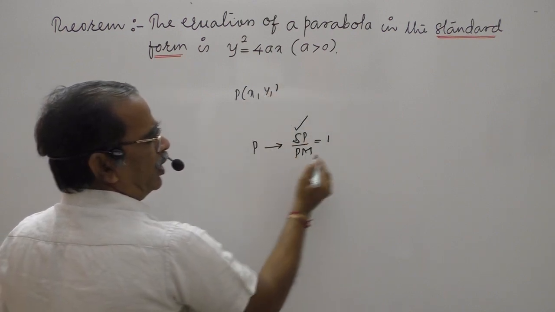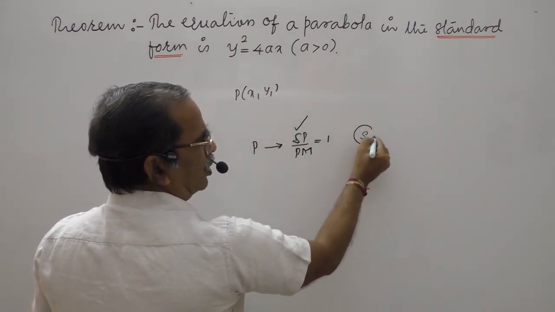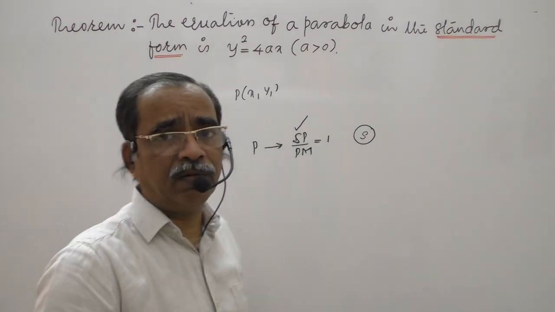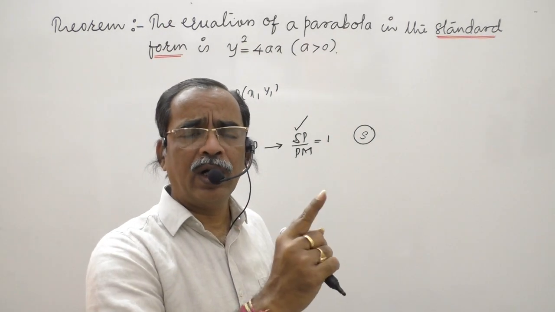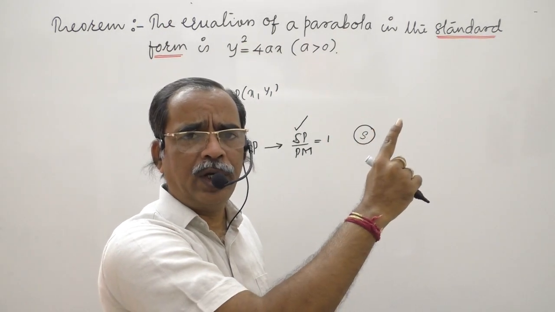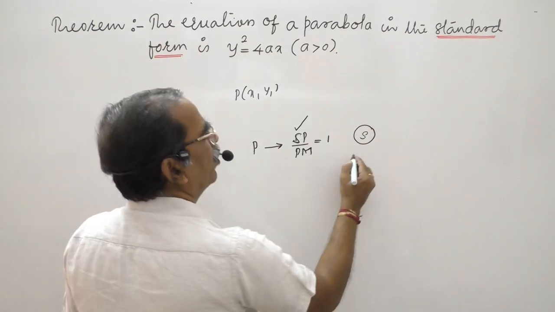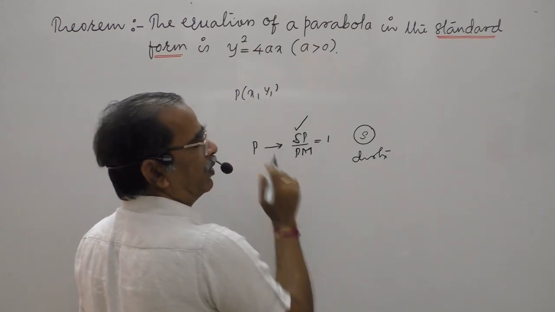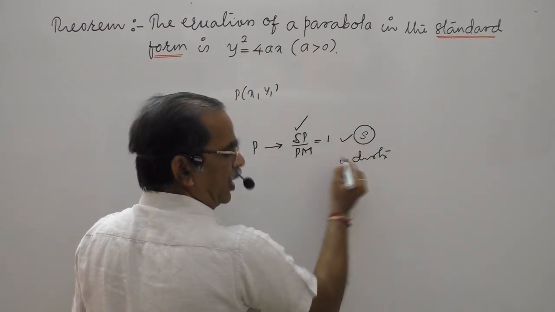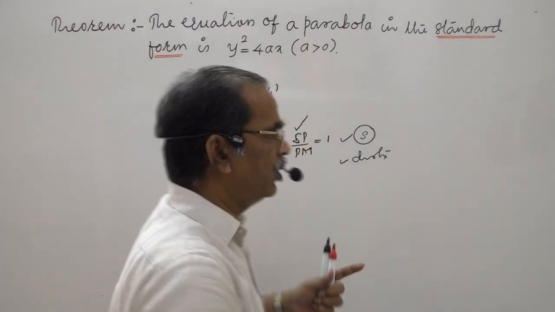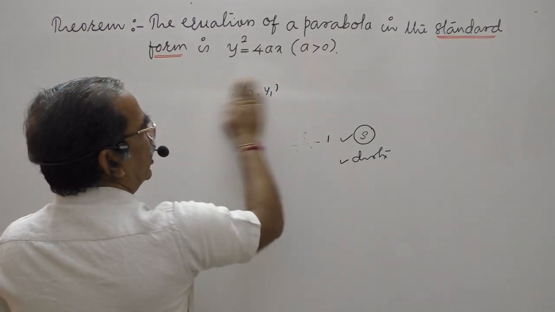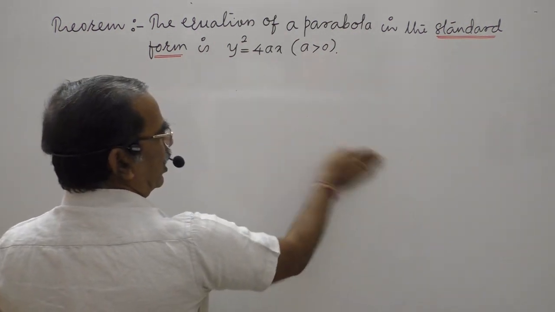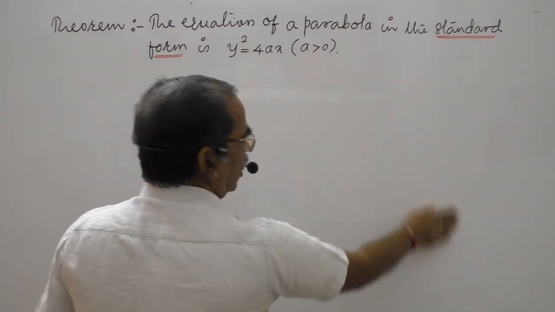So to find SP we need S. That means focus is to be found first. And what is PM? In the definition we have seen PM is the perpendicular distance from the point P to the directrix. Therefore we will also require the directrix. So to use the definition, we need focus and directrix. If we get these two, then we can apply the definition of parabola and find the equation of the parabola.